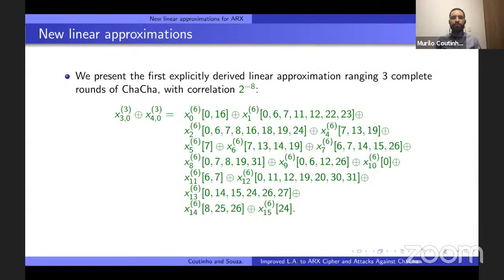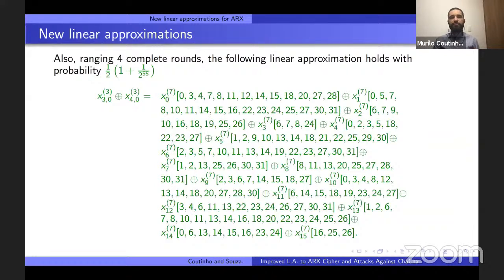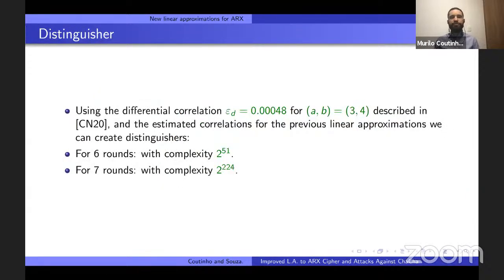So using this technique, we presented the first explicitly derived linear approximation spanning three complete rounds of Chacha with correlation 2 to the power of -8. This is the expression, and also for 4 complete rounds, this is the expression. It's a very beautiful expression, and we proved this result in our work, and we also had computational results to check it. Using also differential correlation from previous works, we improved the distinguishers, as we said before, for 6 and 7 rounds.